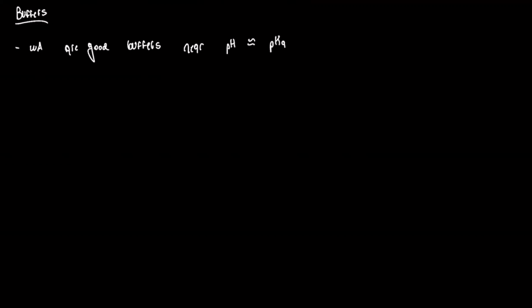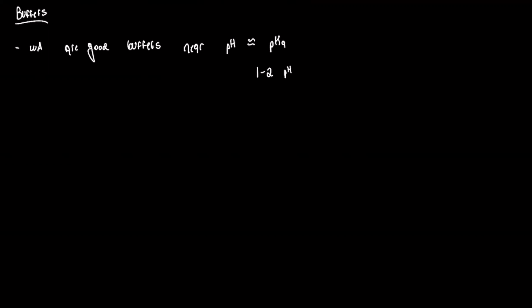Okay. So there's a general idea for buffers, and this isn't specific to biochem, but it says that weak acids are good buffers near their pKa values. Or sorry, are good buffers at pH around their pKa values, meaning it should be within 1 to 2 pH units of their pKa.